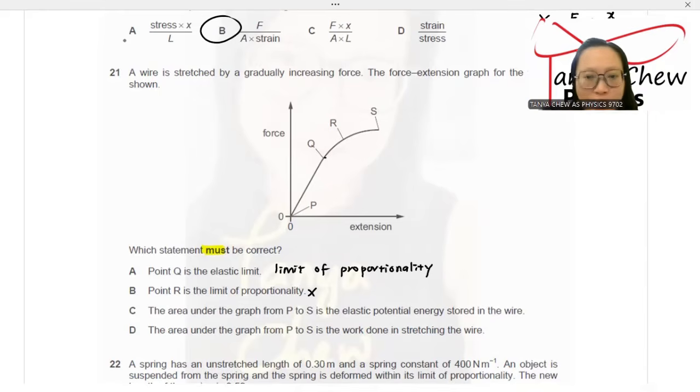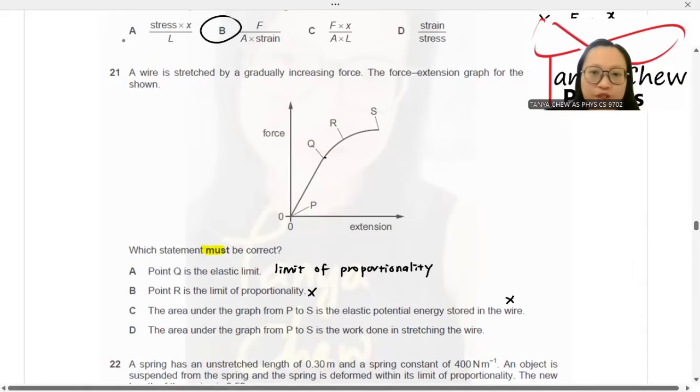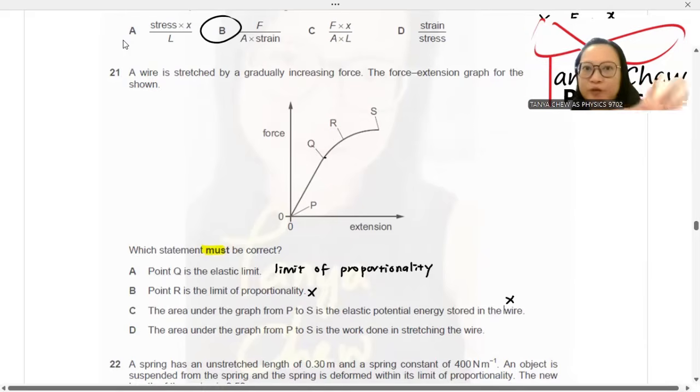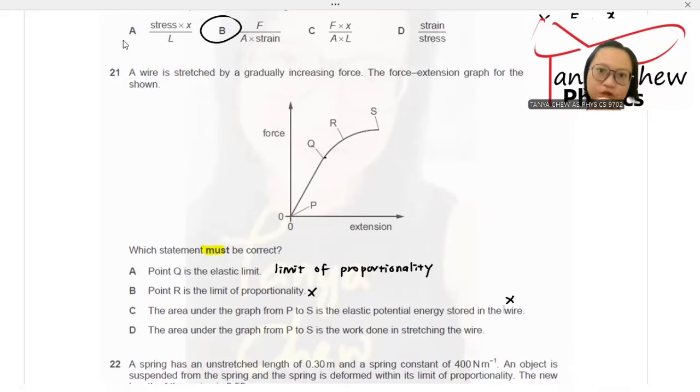C: the area under the graph from P to S is the elastic potential energy stored by the wire. No, this is not the elastic potential energy stored by the wire. Elastic potential energy stored by the wire is when you release your force. You're not increasing your force. You have to release your force and let the material go back to its initial dimension. That is called elastic potential energy stored inside the wire.